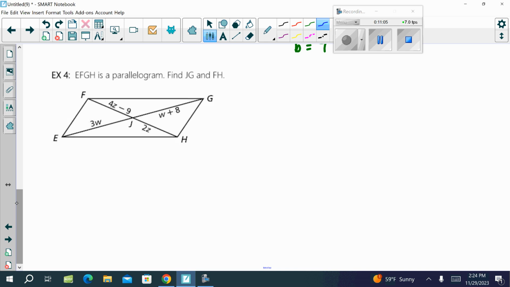EFGH is also a parallelogram. We need to find JG and FH. Before we do that, what should we figure out? Z and W. And what do we know about the diagonals in here? Good. They bisect each other, creating congruent segments. So what are we going to do with each of the little pieces? Set them equal.